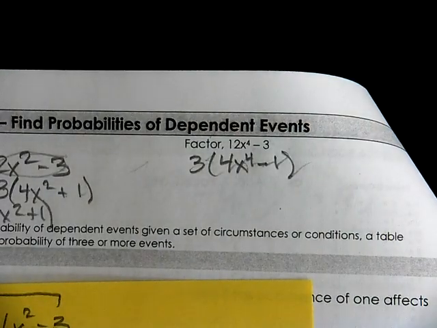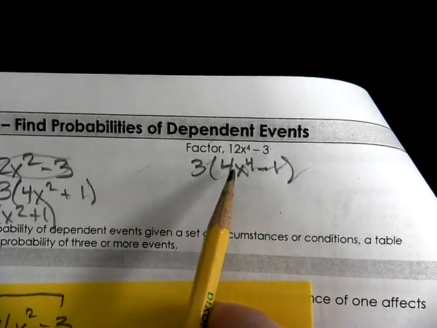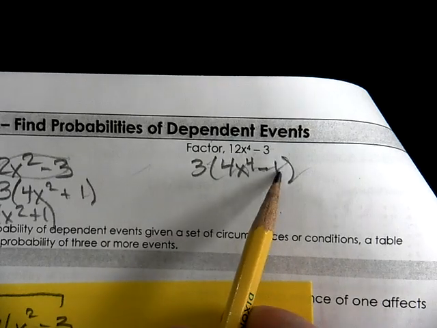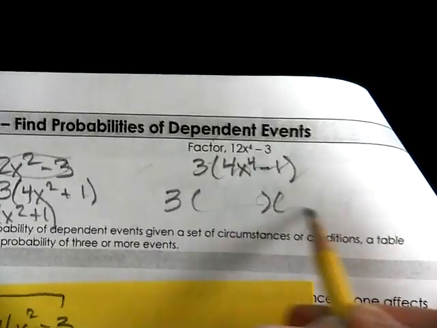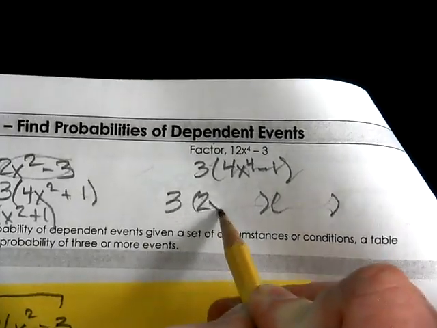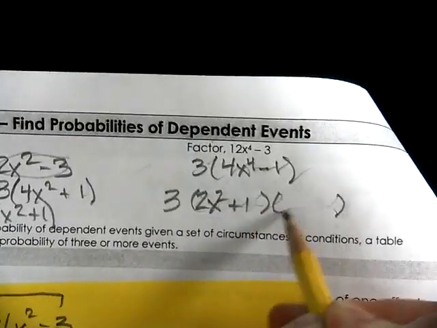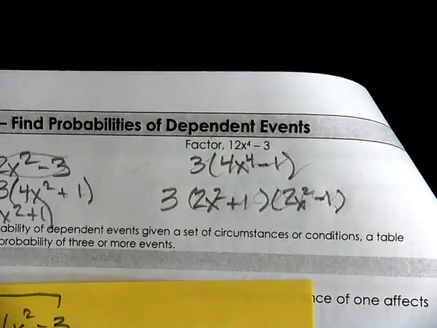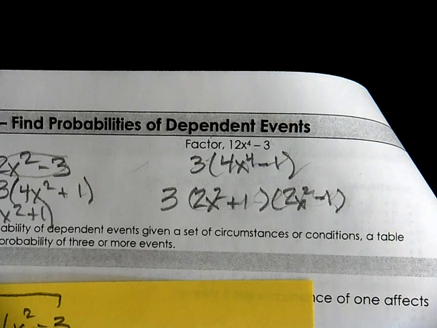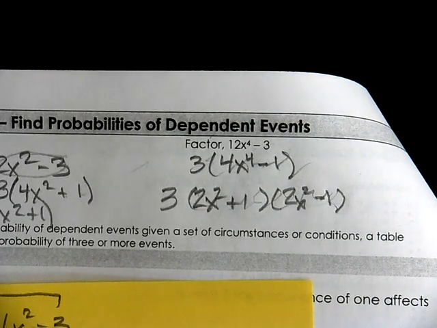There I did my GCF. I pulled the 3 out. Now I have something that's a perfect square and something that's a perfect square. So I can do the difference of two squares. 2x squared plus 1, 2x squared minus 1. It doesn't matter which one has the plus or which one has the minus, because all the numbers are the same.